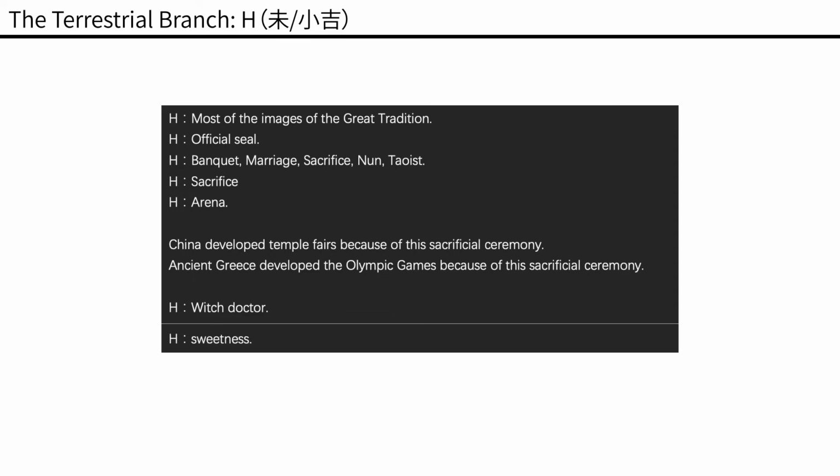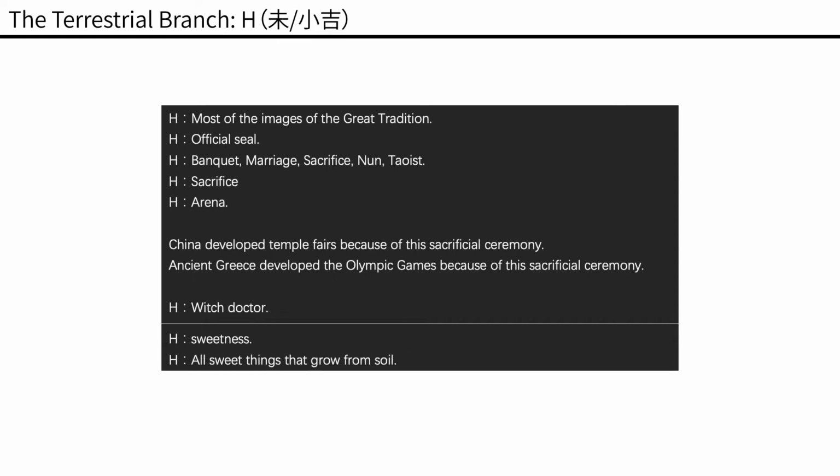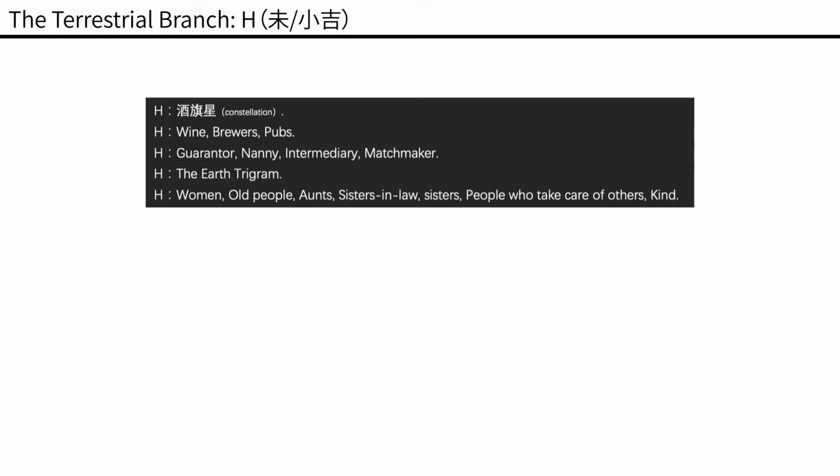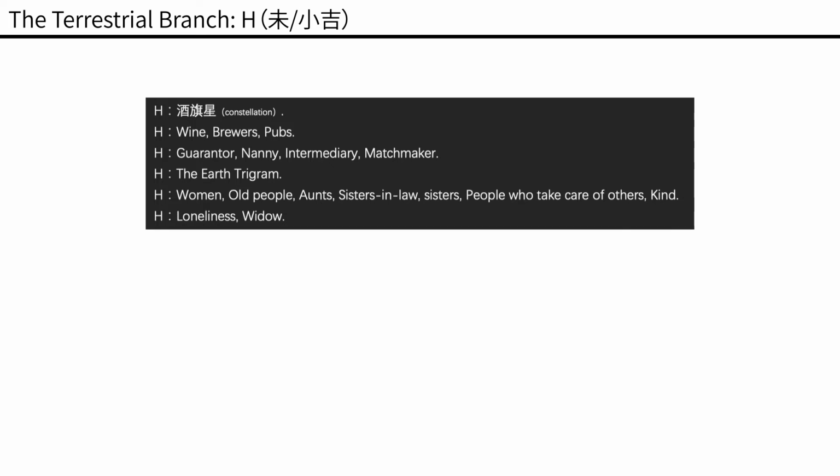Because the attribute of H is earth, and the taste represented by H is sweetness, H represents all sweet things that grow from soil. There is 九旗星 in the area of H, so H represents wine, brewers or pubs. H represents guarantor, nanny, intermediary, matchmaker. Because H represents the earth trigram, H represents woman, old people, aunts, sisters-in-law, sisters, and people who take care of others, kind people. H represents loneliness, so H has the image of a widow.